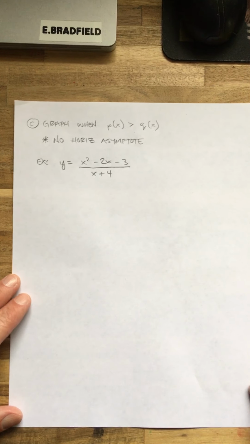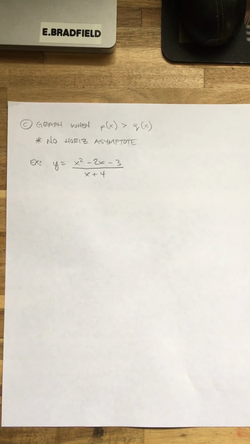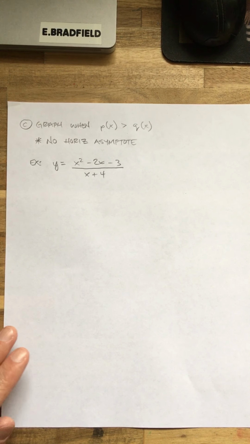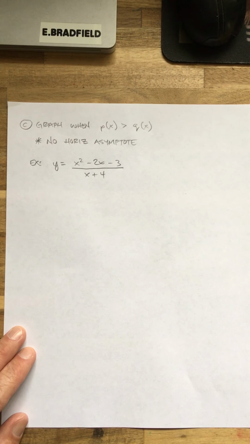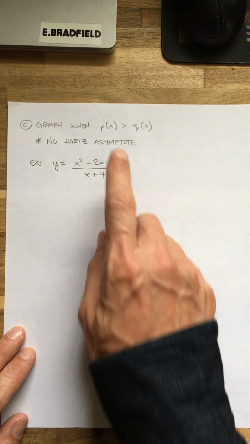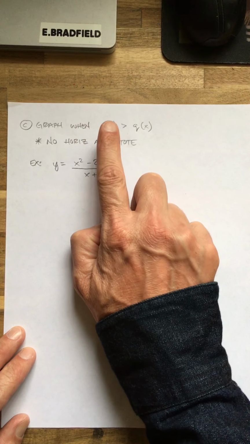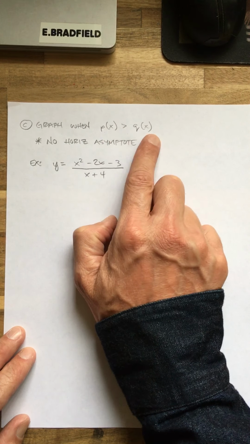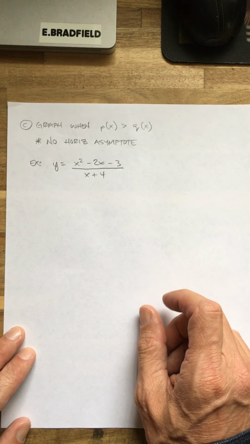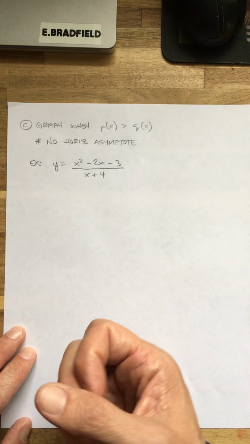All right, guys, here is the last little bit of this. So we were graphing rational functions when the degree of p of x was less than the degree of q of x. We graphed rational functions when the degrees were equal. Now we're going to graph when the degree of p of x is greater than the degree of q of x. So in this case, you're still going to have to find the x-intercepts.